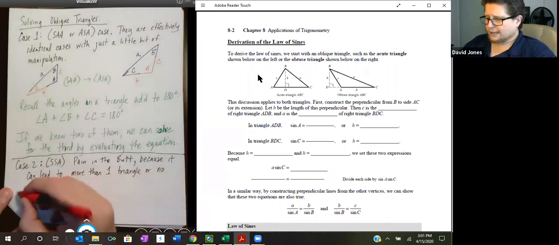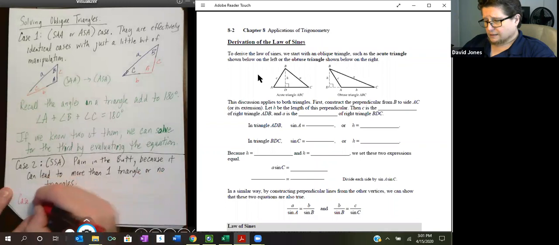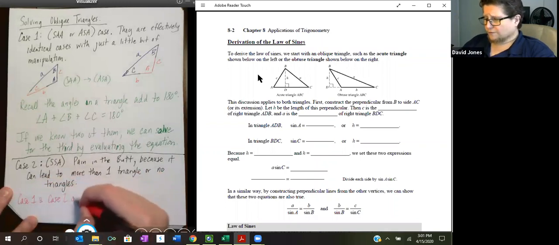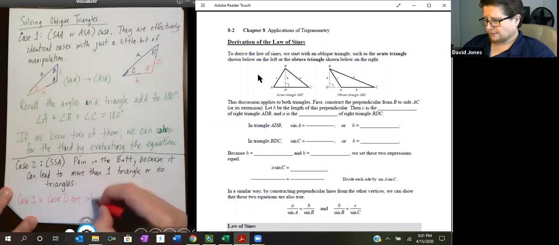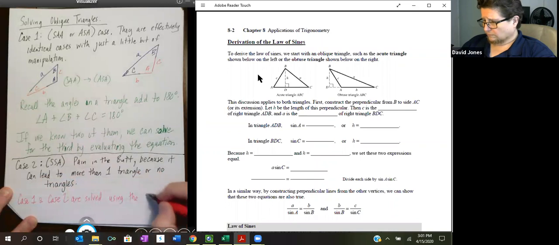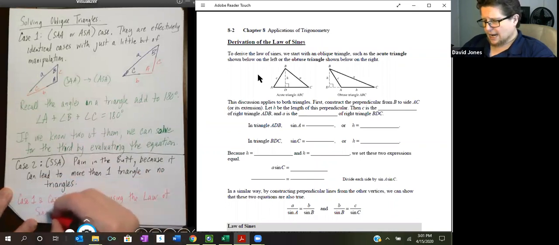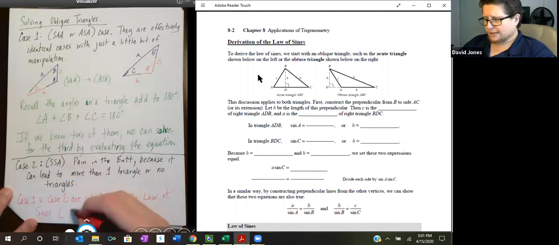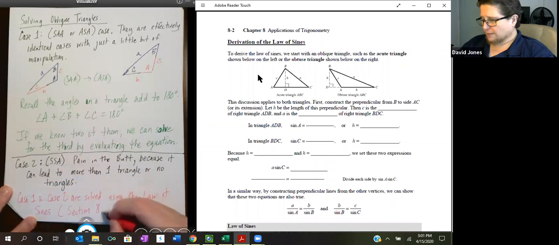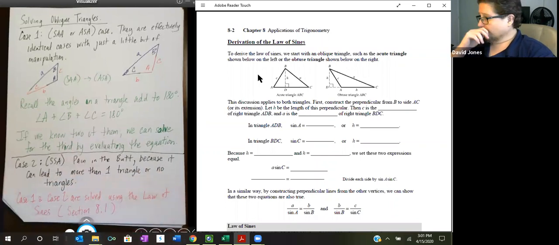Both case one and case two are solved using the law of sines. And that is what section 8.1 is on. That's what we're going to do in this one, but I want to talk about the other two cases and what they're called.